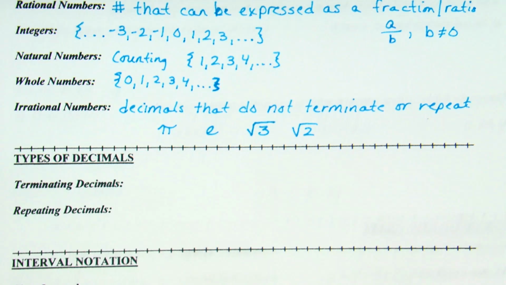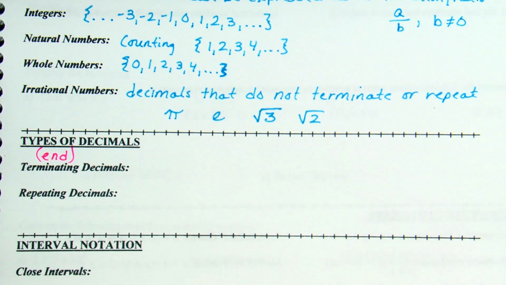What's it mean to terminate again? To end. So a terminating decimal is a decimal that ends. Let's see. For example, what if I say that 7/4 is a terminating decimal? Agree or disagree? Agree. Why? Because it ends. What is it? 1.75. Yeah, 1.75.